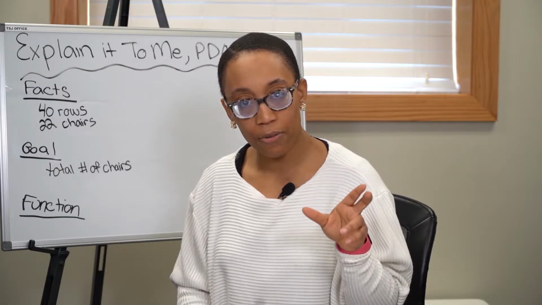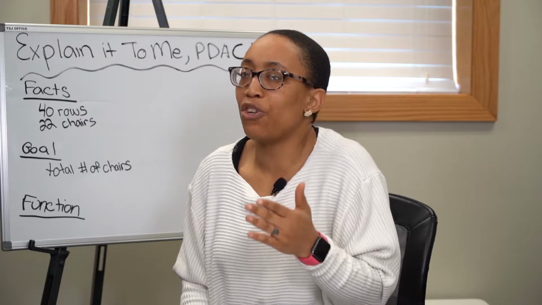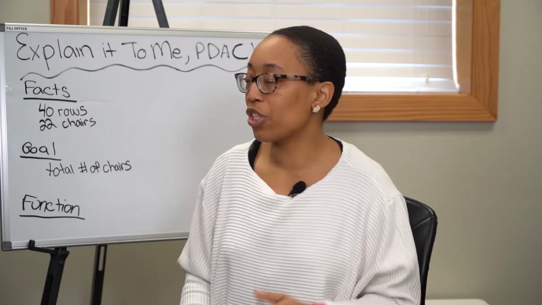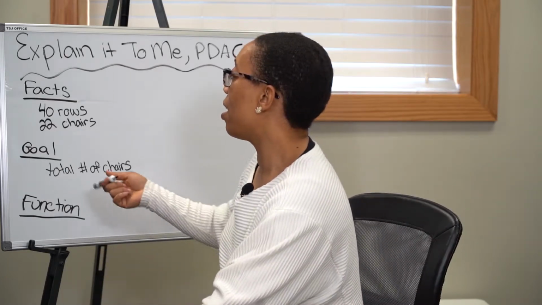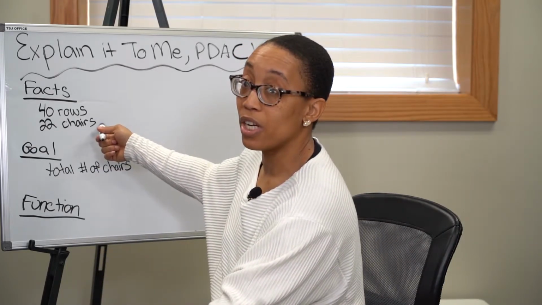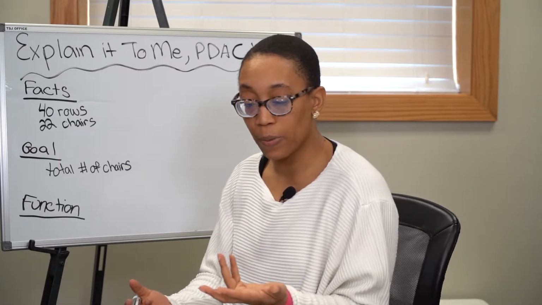So sometimes they try to throw the cousins or the relatives in there. But if the unit's about multiplication, you can almost guess that it's multiplication. And so we are in the multiplication unit. However, we know that we have 40 rows and 22 chairs. And the easy way to figure that out is with multiplication.